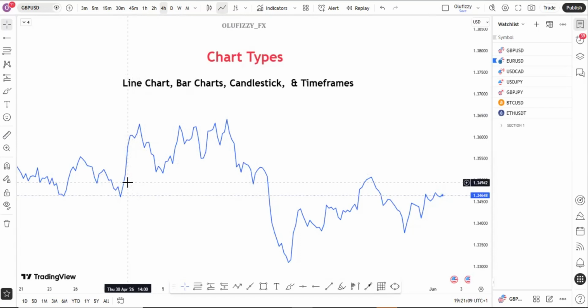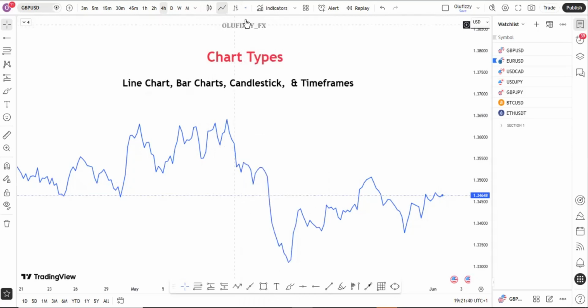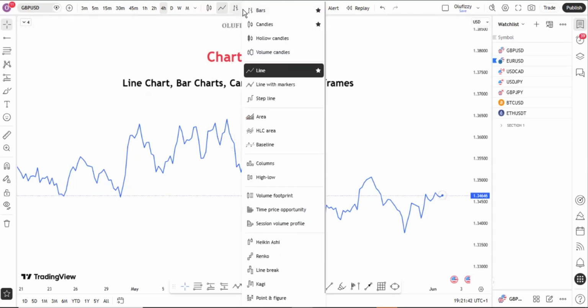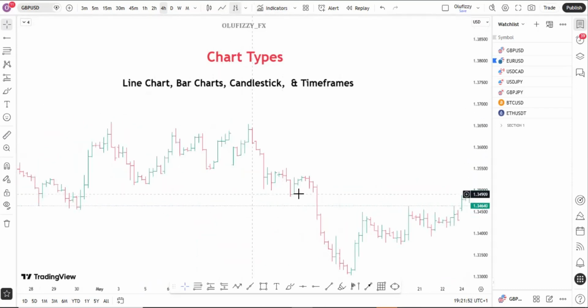The other one that we have now is the bar chart. This is a bar chart. On your own charts, you will only see maybe candlestick or line chart at the top here. The reason I have the three marked here is because I have already starred them. But for the bar chart, just click on this drop down menu here. You will see the bar chart. So just click on the bar chart. Once you click on it, this is how a bar chart looks.